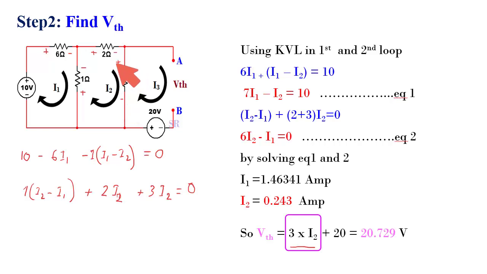And what is the polarity? As I2 is flowing in the downward direction, this is positive, this is negative. Next, this is positive, this is negative. So these two potentials are in series. So ultimately VTH is equal to 3 into I2 plus 20. Ultimately I got 20.729 volt. This is VTH.